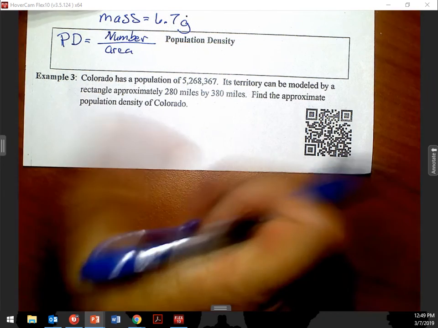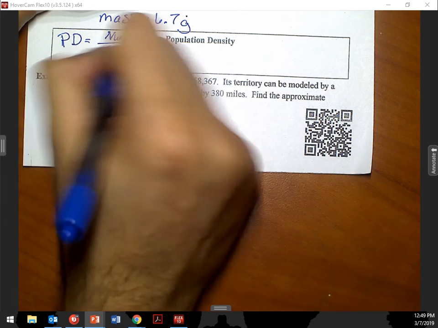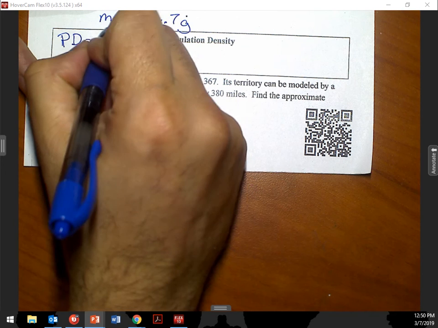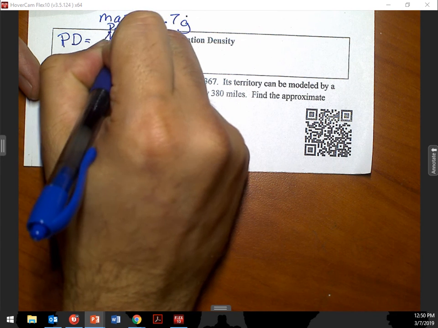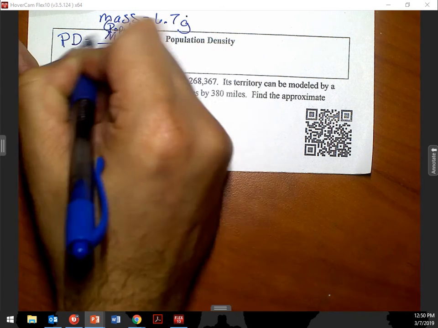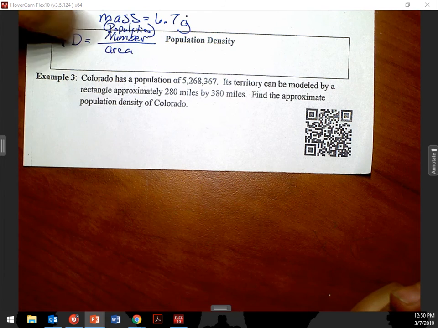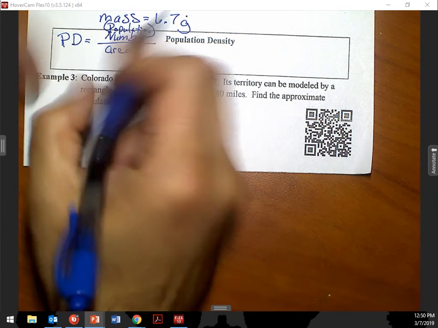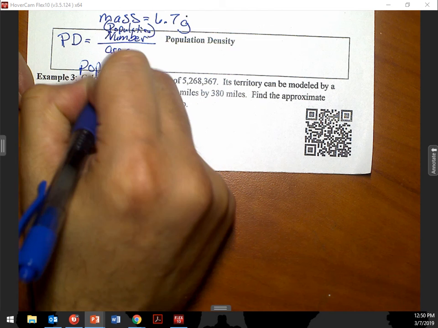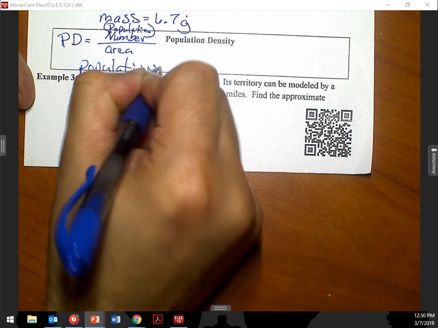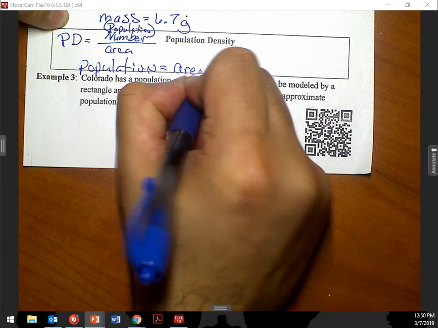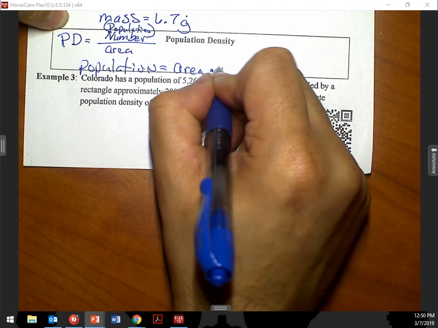Times the area. Okay, so it would be right here, the number. So that's going to be my population, my number of people, how many I'm dealing with. So my population is equal to my area times my population density.